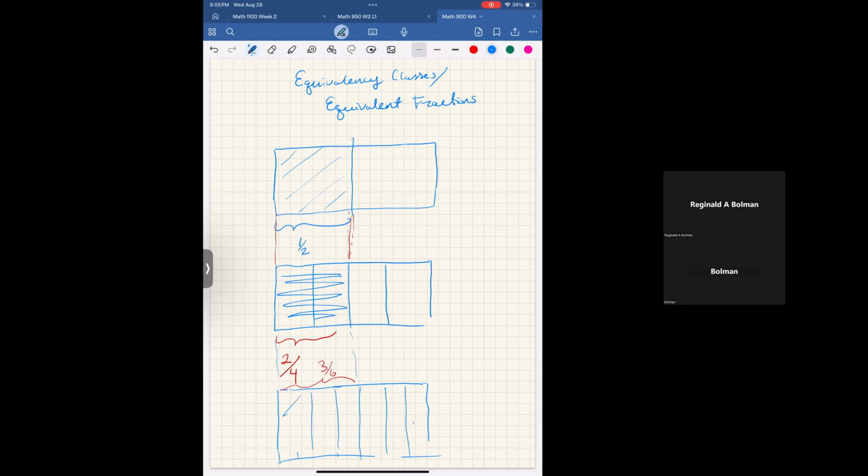So what does this diagram tell us? This diagram tells us that 1/2 of a candy bar is the same amount of candy bar as 2/4 of a candy bar, which is the same amount of candy bar as 3/6 of a candy bar. And it turns out that 3/6 of a candy bar would be the same as 4/8 of a candy bar, which is the same as 6/12 of a candy bar, which is the same as 7/14 of a candy bar, so on and so forth, all the way to the end of time.